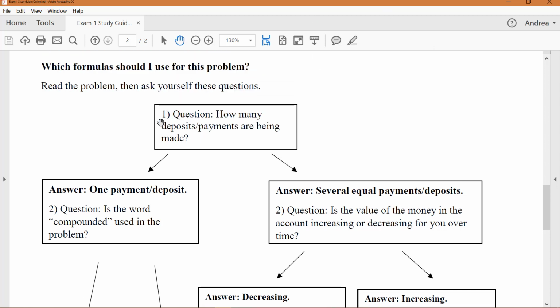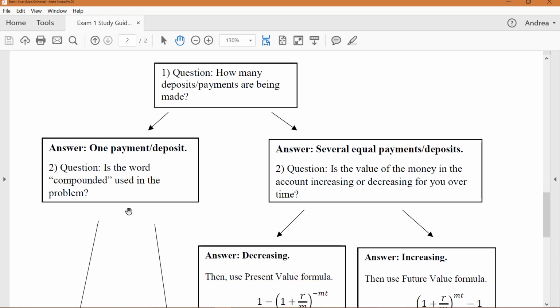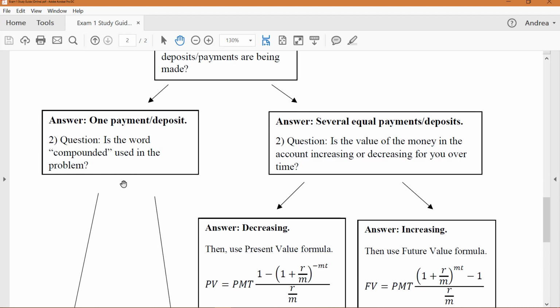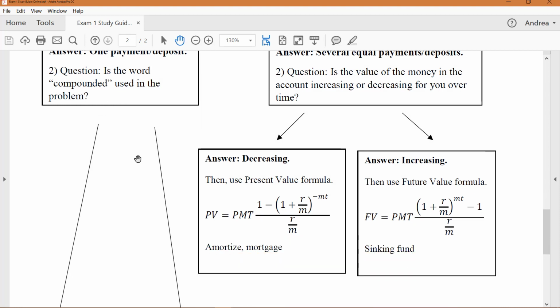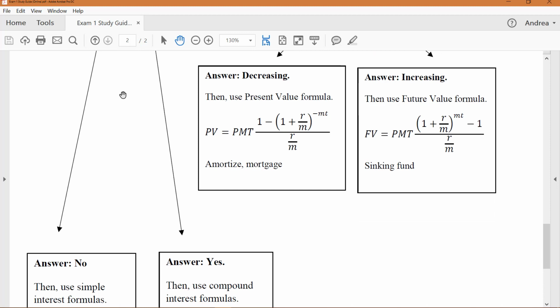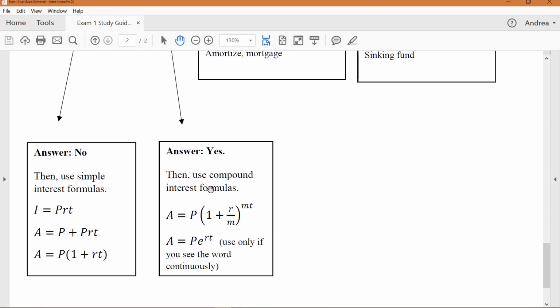If you ask yourself the question, how many deposits are being made, and your answer is only one at the beginning of the account or the loan, if you're only making one payment or deposit at the very beginning, then the second question you would ask yourself is, are you seeing the word compounded in the problem? If you're making only one deposit and you see the word compounded in the problem, then you're going to use those compound interest formulas. We have two of those. Only one of them is for if you see the word continuously.